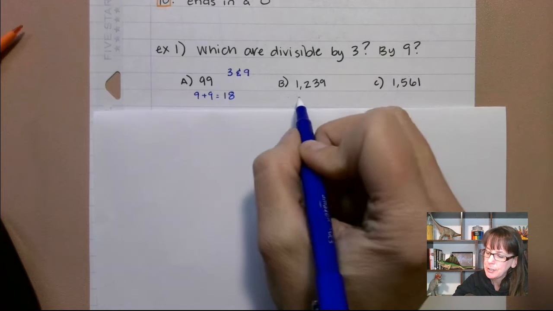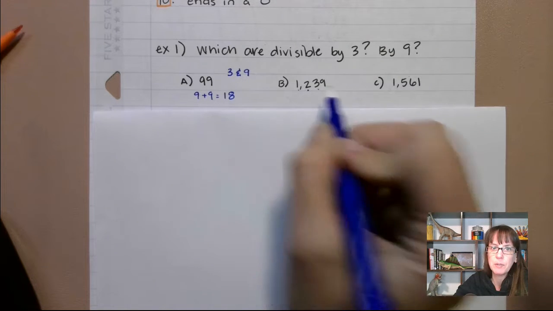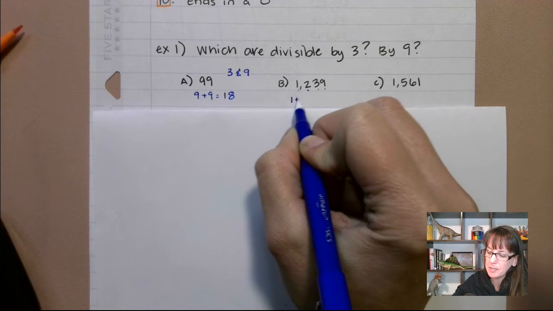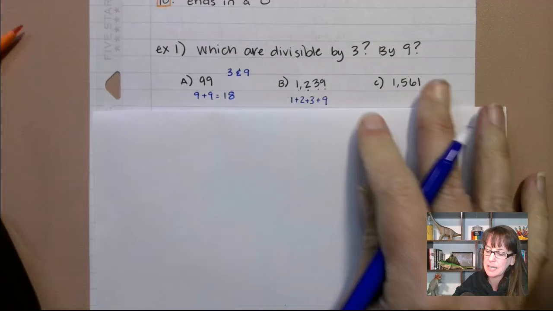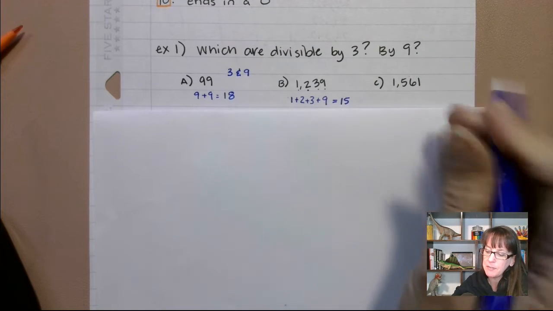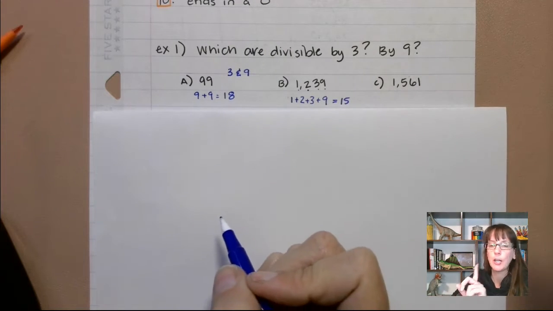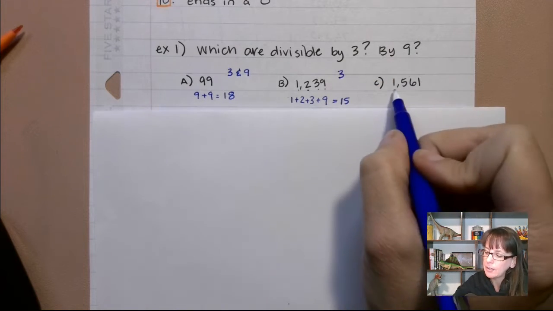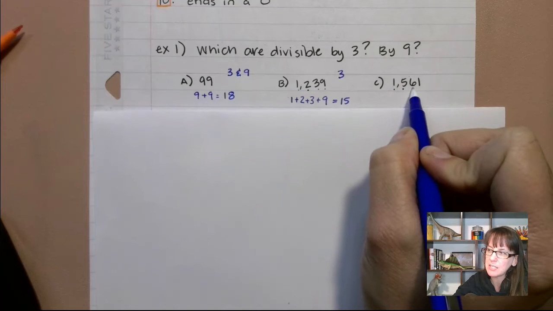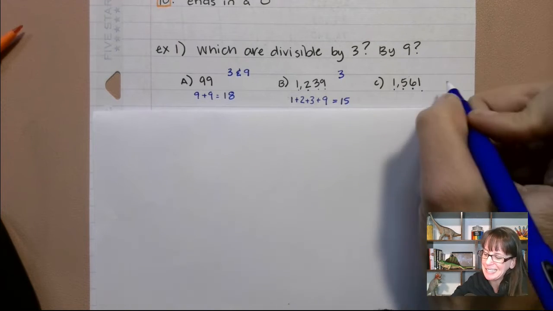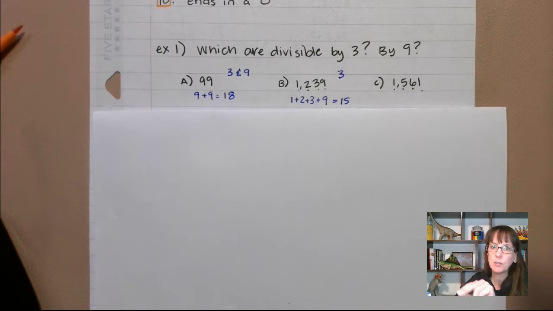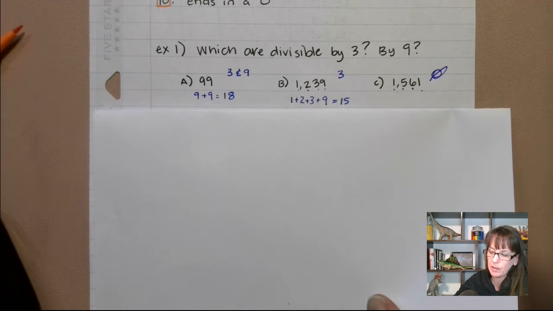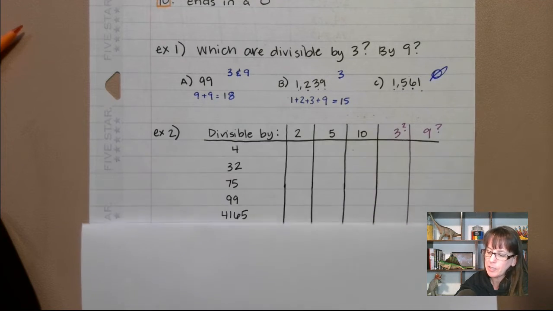Let's do this one. So 1 plus 2 is 3, plus 3 more is 6, plus 9, so that is going to be 15. 1 plus 2 plus 3 plus 9 gives us 15. Does 3 go into 15? Yes. Does 9 go into 15? No. So this one is only divisible by 3. All right, 1 plus 5 is 6, plus 1 more, so that's 12, plus 1 more is 13. 3 and 9 do not go into 13, so neither 3 nor 9 goes into that number, 1,561.